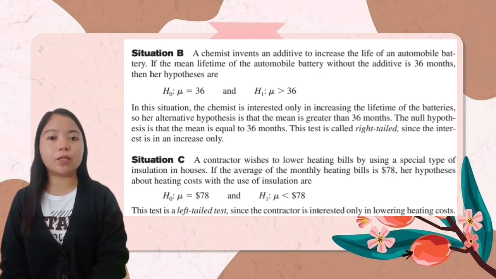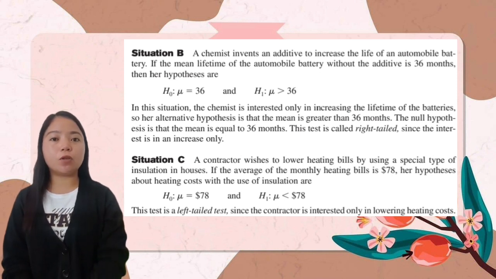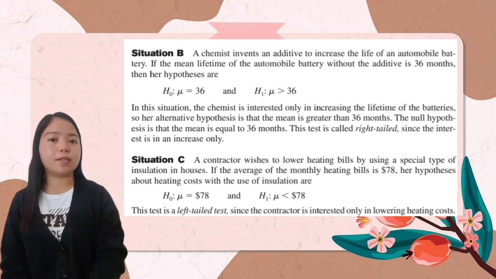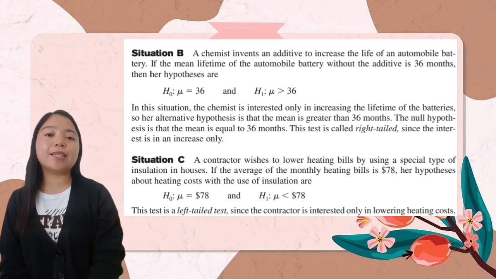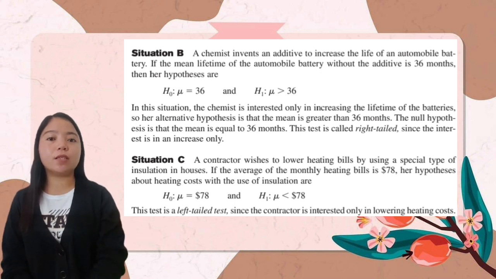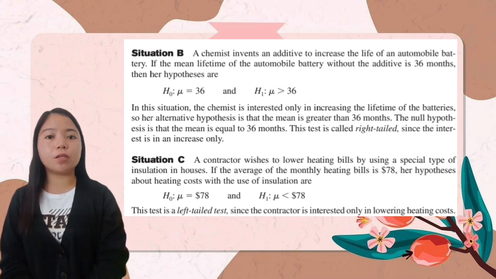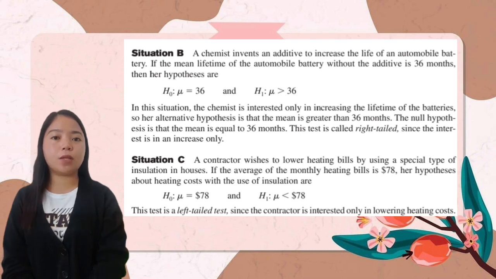So the second one, in situation B, a chemist invents an additive to increase the life of an automobile battery. If the mean lifetime of the automobile battery without that additive is 36 months, then her hypotheses are like this. In this situation, the chemist is interested only in increasing the lifetime of the batteries. So her alternative hypothesis is that the mean is greater than 36 months. The null hypothesis is that the mean is equal to 36 months. This test is called a right-tailed test, since the interest is in an increase only.